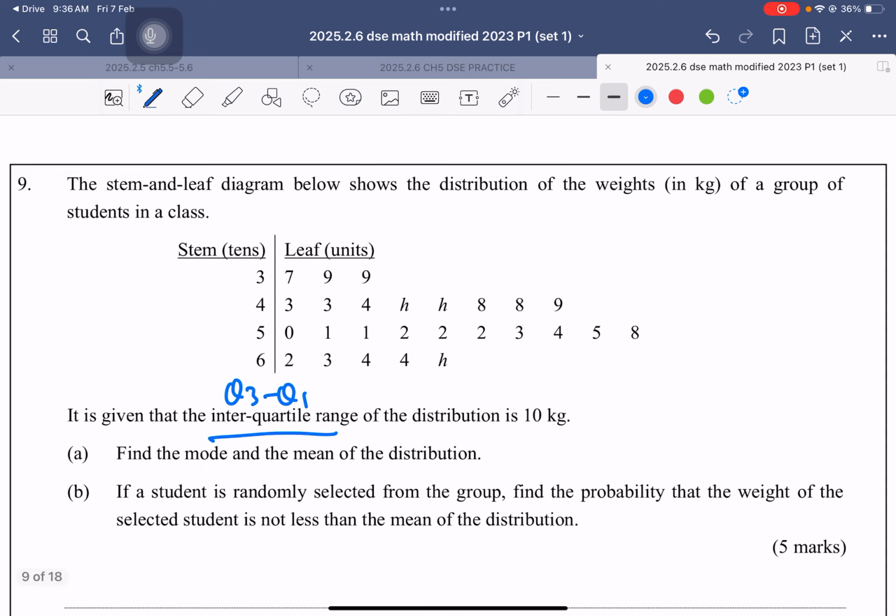So you count how many data we have here. What is the frequency? 26. So we have in total 26 numbers. So the median should be the 13th, the middle, isn't it? So Savannah, can you find which one is the 13th data?